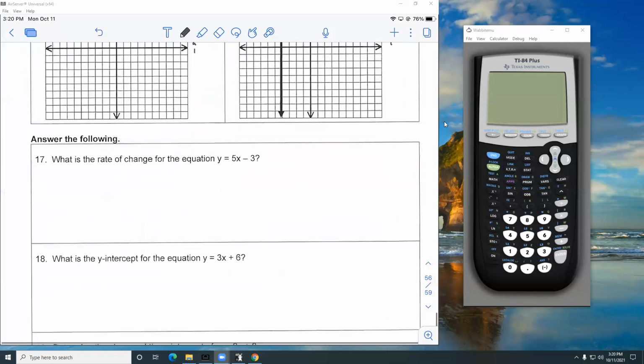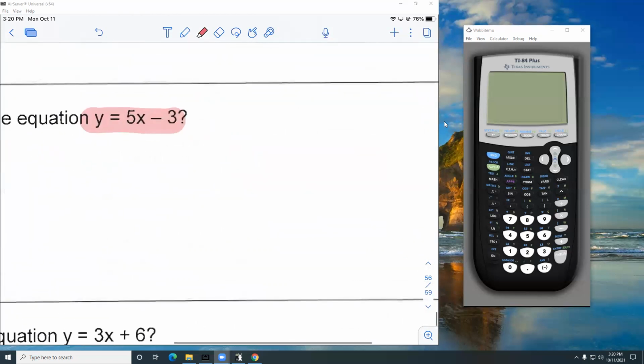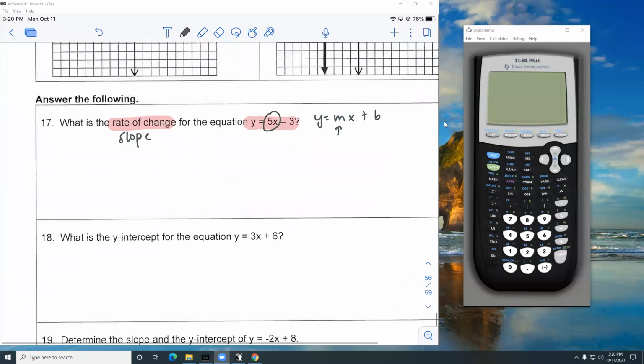All right, number 17. What is the rate of change for the equation y equals 5x minus 3? Again, y'all, rate of change is just slope. Y equals 5x minus 3. This is in y equals mx plus b form. M is your slope. It's always married to x. So in this case, my rate of change, my slope is 5. My slope is not 5x. My slope is just 5.